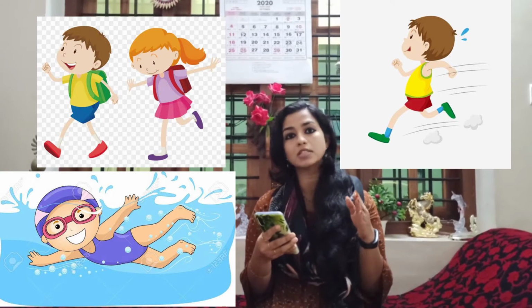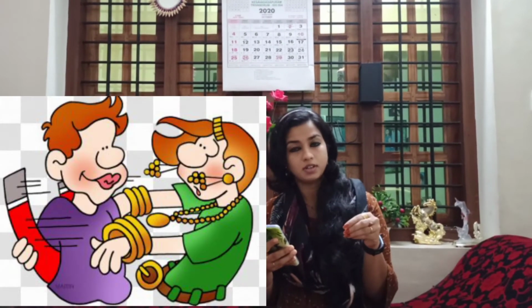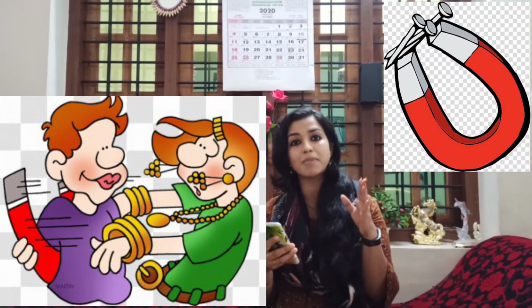Muscular force means it is a force applied by the muscles. For example, swimming, that means it is applied by muscle movement. Swimming, then running, walking and all are examples of muscular force. Now the fourth one is magnetic force. Magnetic force means it is the force exerted by a magnet. It is a force exerted by what? By a magnet on an object. So that is why it is known as magnetic force.